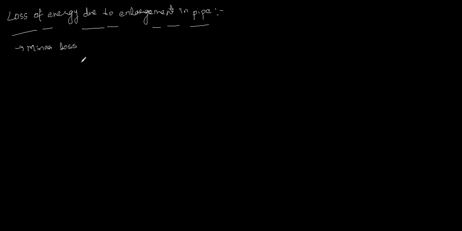When it is a longer length pipe, the minor losses can be neglected compared to the major loss. When it is a short pipe, we need to consider both major and minor losses. So whenever the loss due to enlargement takes place, we need to know how to find out the value by using an expression. So how to derive that expression, now we are going to discuss.